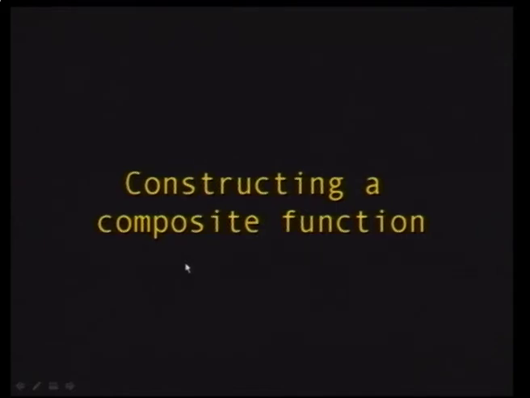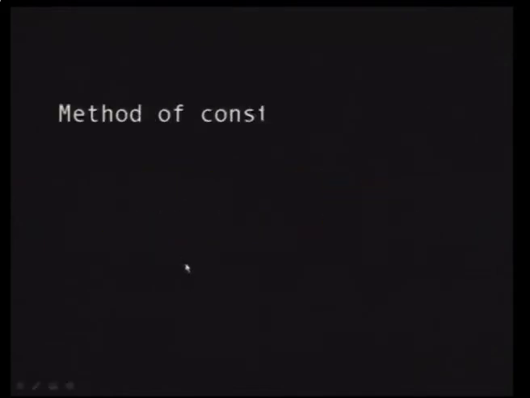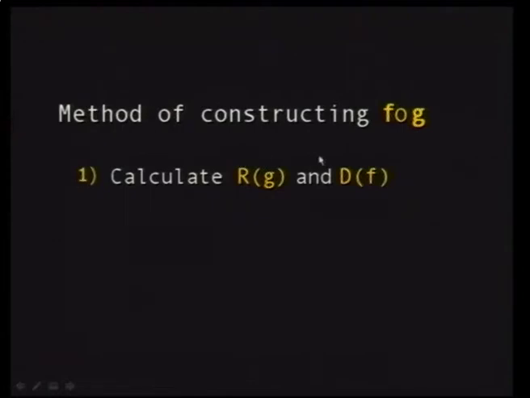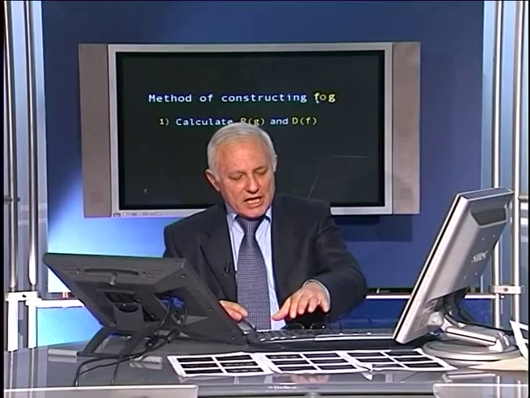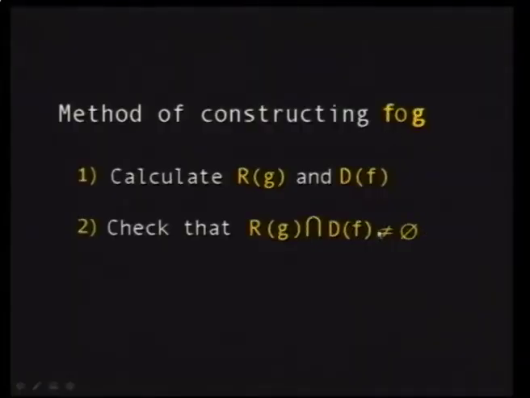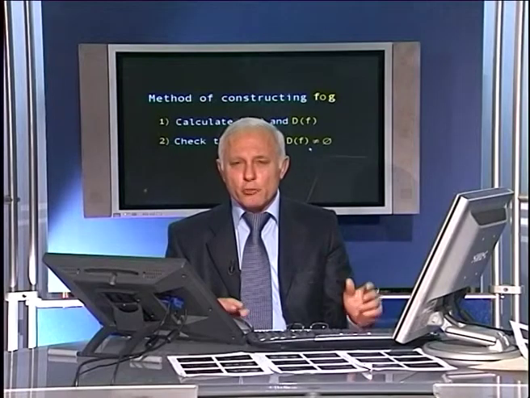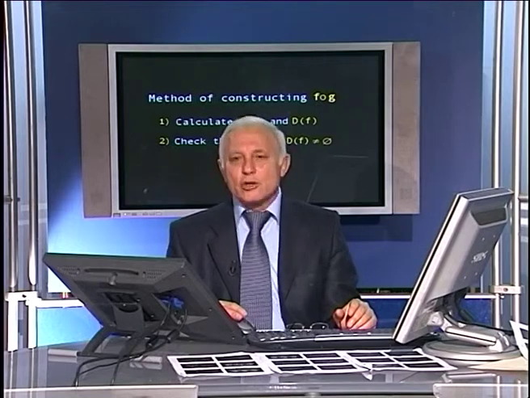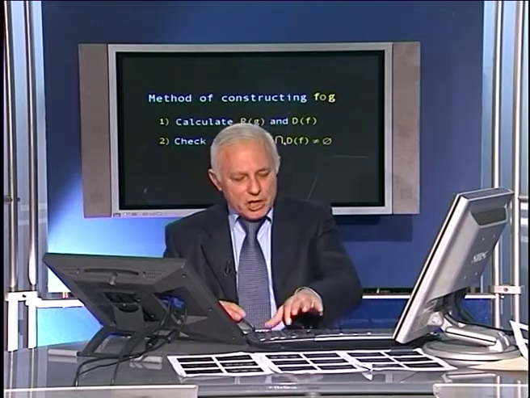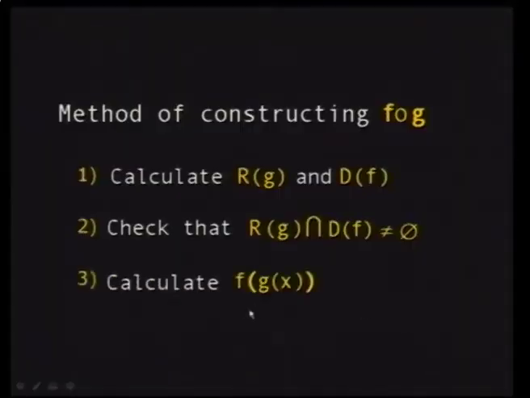Now, how to construct a composite function then? It's easy. The method of constructing a composite function f circle g, where g comes first and then f. First of all, you calculate the range of g, and the domain of f, and you check that they are not empty. If the intersection is not empty, then you can proceed further. It means that there exists a composition. It's valid now. So what you do is that you calculate f circle g.